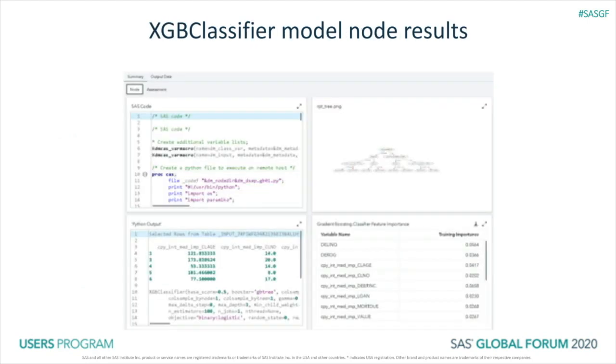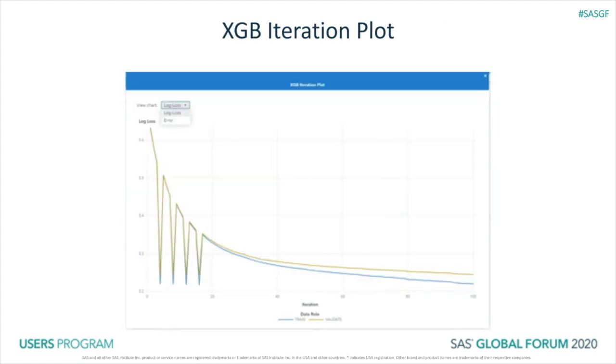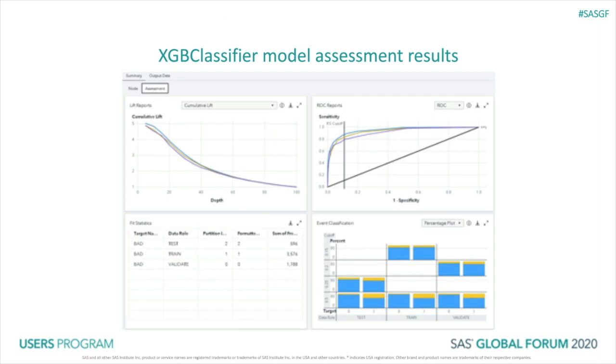The Node tab displays the tree plot, Python output file, and feature importance table. The XGB Iteration Plot report also appears in the Node Results tab. The selector enables us to control if the log loss or error should be displayed. The assessment report results are calculated from the uploaded score table. The lift report, ROC report, FIS statistic table, and event classification chart are created and displayed in the assessment tab.